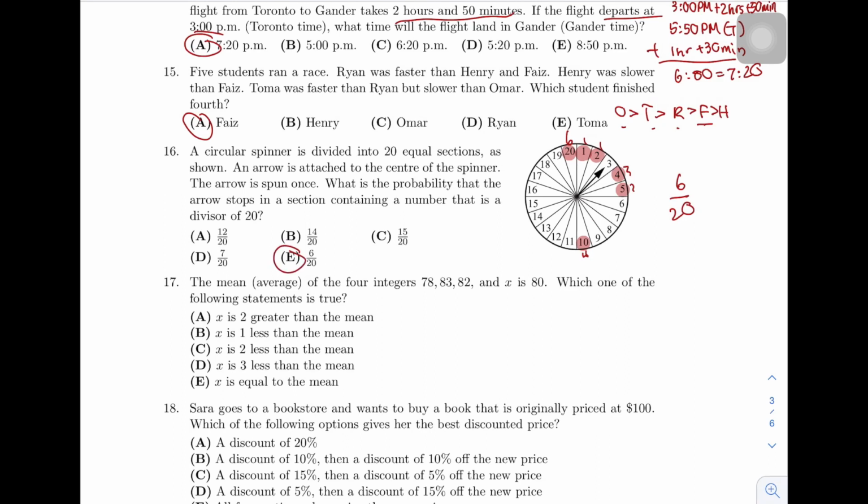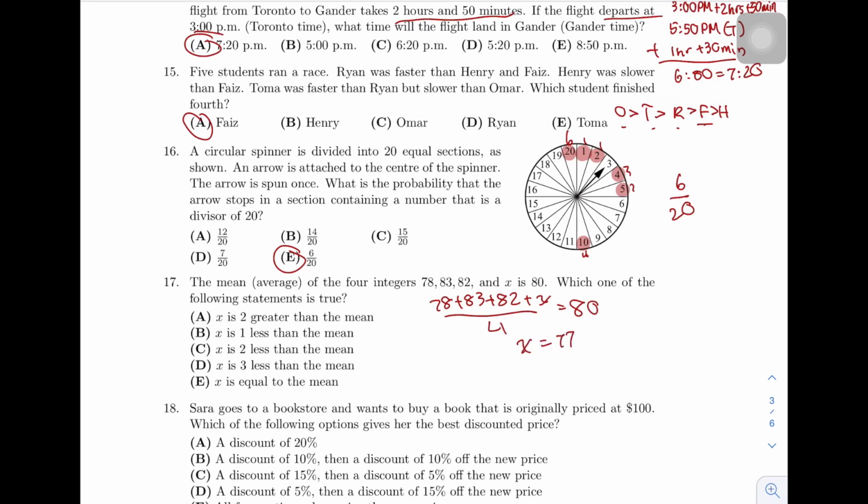Number 17. The mean or average of the 4 numbers 78, 83, 82, and x is 80. Which one of the following statements is true? So we're just going to calculate x. So 78 plus 83 plus 82 plus x divided by 4 equals 80. x would give you 77.